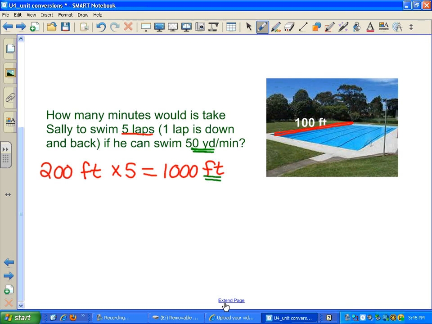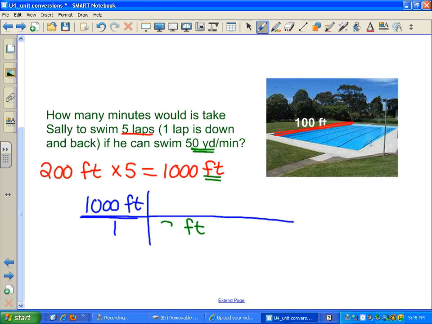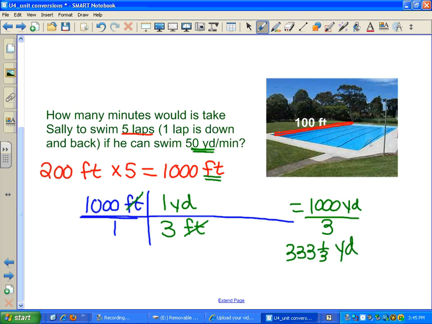So what I'm going to do is I'm going to go ahead and switch my 1,000 feet. So I'm going to take 1,000 feet over 1. I'm not really having a time there. And I'm going to make my big conversion table here. And since feet is in the numerator, I'm going to go ahead and put feet in the denominator. And I know that 3 feet makes up 1 yard. So my feet will cancel. So I'm going to go ahead and multiply the top, and I end up with 1,000 yards over 3. So I'm going to take 1,000 and divide it by 3, and I get 333 and 1/3. Okay, that's how many yards she's going to swim.